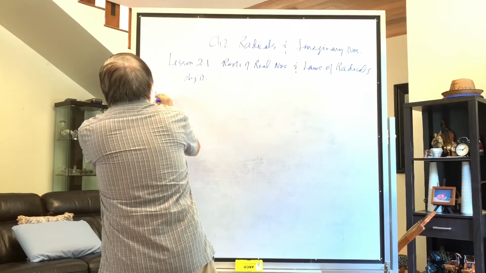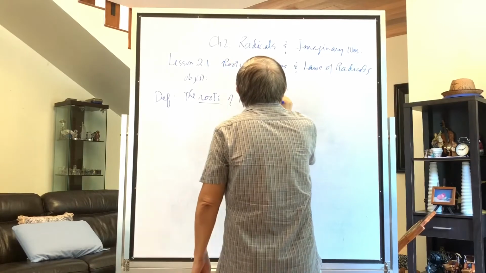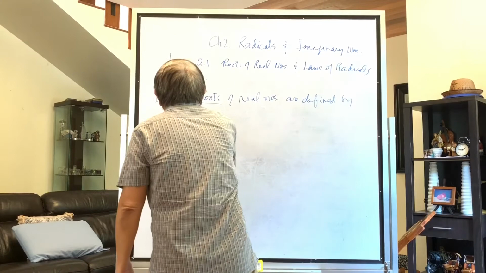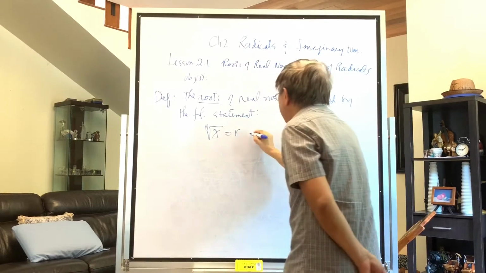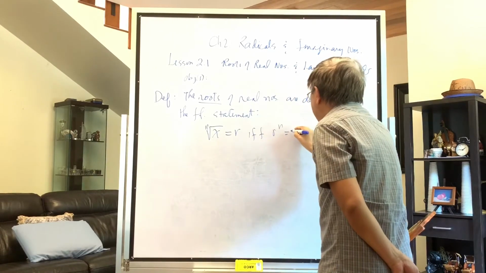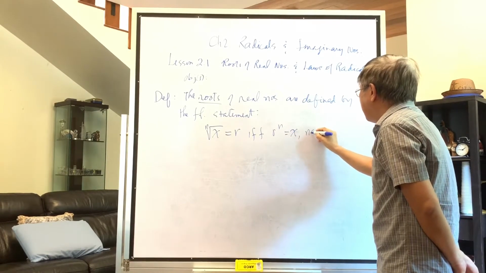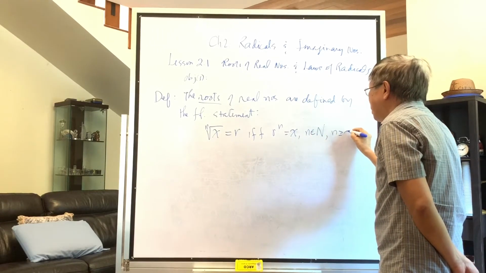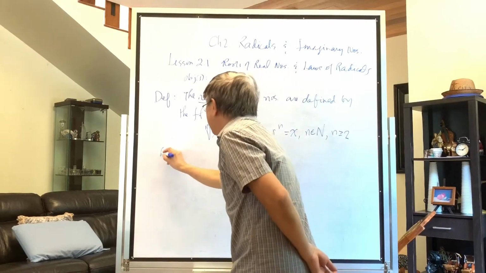First, the definition. The roots of real numbers are defined by the following statement. The nth root of x equals r if and only if r to the n equals x. Here, n is an element of the natural numbers and n should be greater than or equal to 2. Let's try to have the following notes.